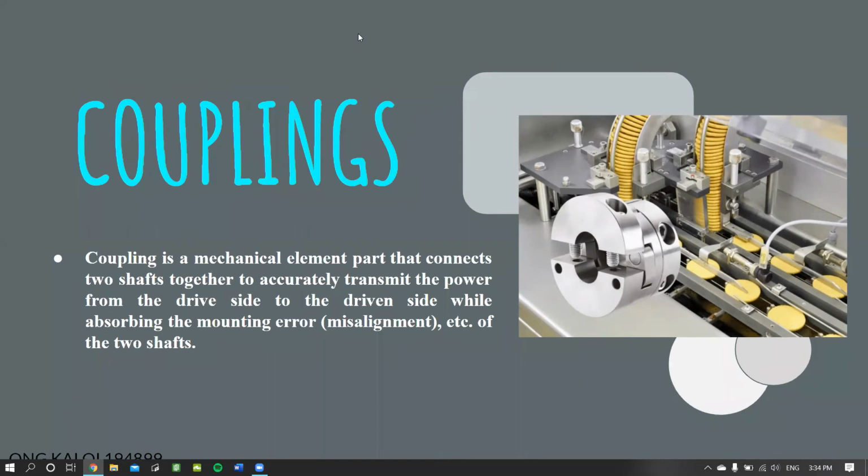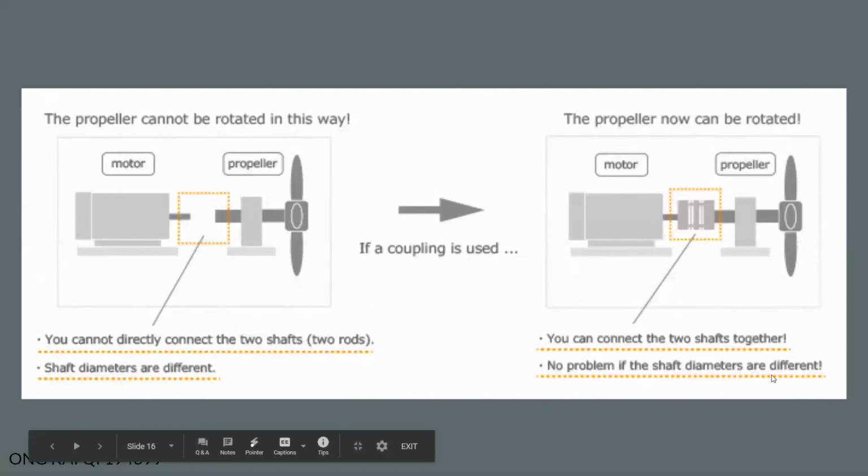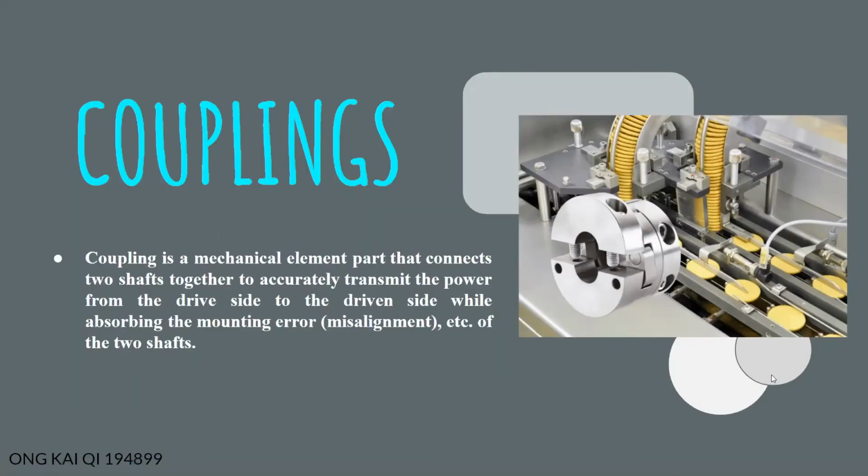Hello everyone, my name is Kai-Chi and I'm going to present about couplings, which is one of the machine elements in most machineries. A coupling is a mechanical element that connects two shafts together to accurately transmit the power from the drive side to the driven side while absorbing the mounting error, which is the misalignment of the two shafts.